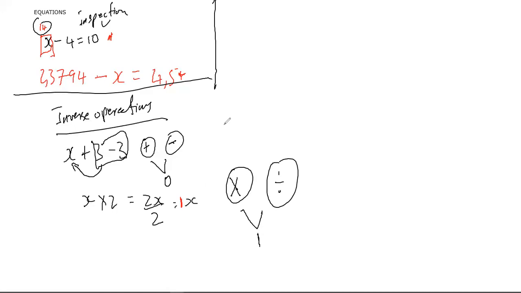Remember, guys, invisible math: x is actually 1 times x. The number 2 is actually 2 times 1, but we don't bother to write 1. Even the number x, in terms of fractions, is still x over 1, but invisible math, we don't bother to write that 1. So very, very important.